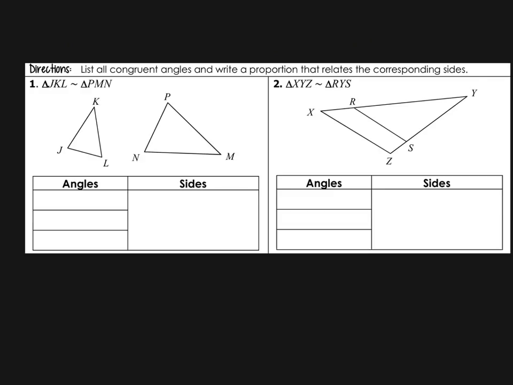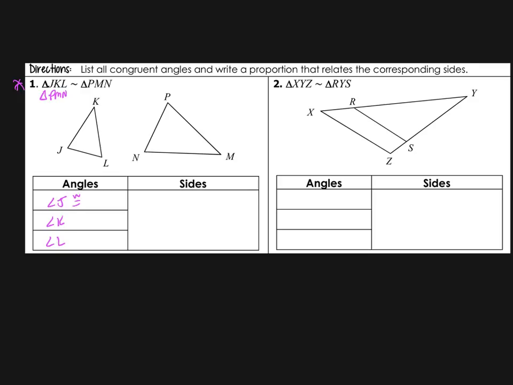So now what can we do? We can talk about statements, like over here on number 1. The first thing we used to do in the congruency statement is we used to write them underneath each other to maintain that order. So now what? We're going to list the angles. So we have angle J, angle K, and angle L.